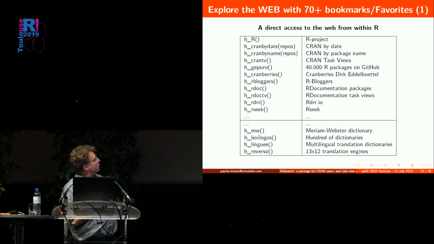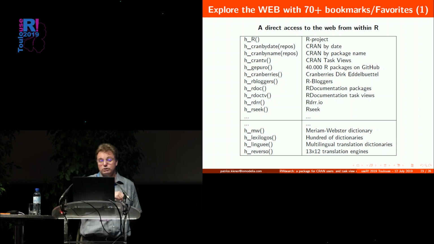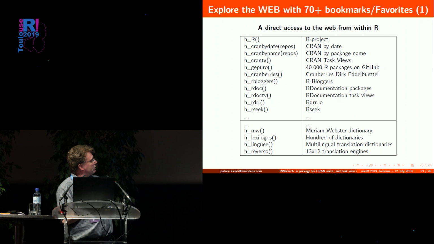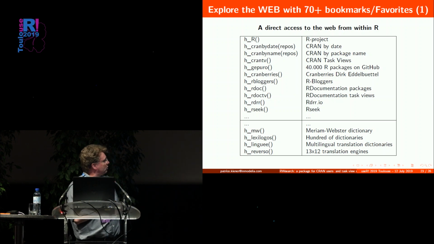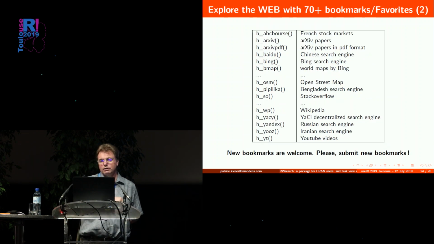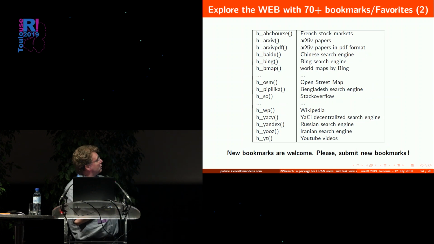I have a first section related to R: CRAN by date, task view, R-bloggers, R documentation, the cranberries, and GitHub when you want to search in GitHub. I have now a section related to dictionaries, and you see I'm not very good in English, so my favorite one is the Merriam-Webster dictionary, to find new words, but you also have some translation engines. And now I also have some search engines.